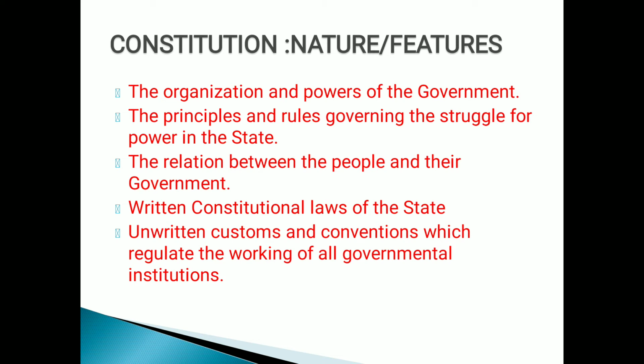Now, about written and unwritten constitution, I'll let you know later on what these words are all about. Clear? So I hope the nature and features of the constitution are understood. The organization and power, then the principles and rules, then the relation between the people and their government. And it consists of both written constitutional laws from which the state derives its power, and the unwritten customs and conventions which can be written later on. The unwritten is not codified yet, but still they are there in the Constitution. Clear, everyone? Let's move on to another slide now.